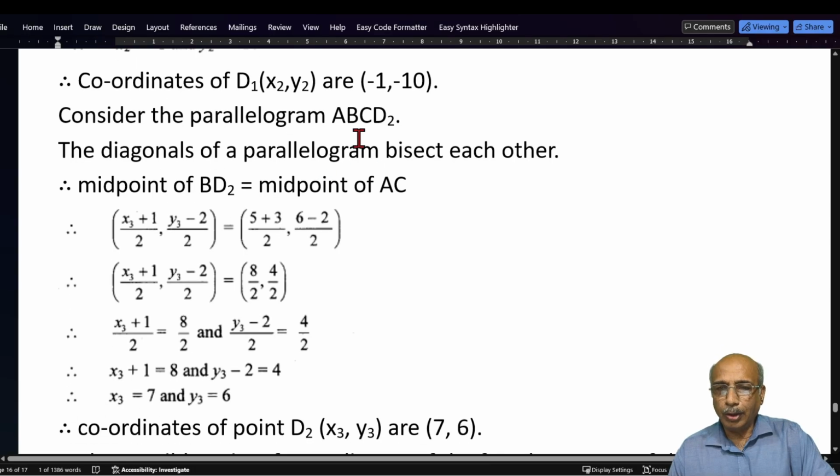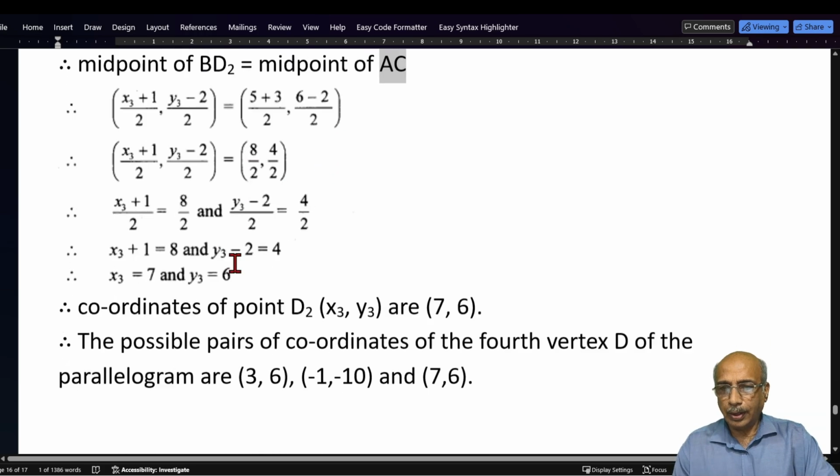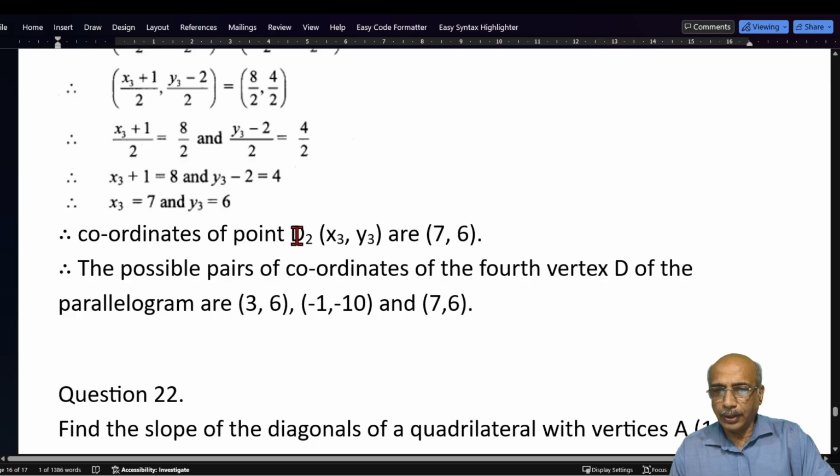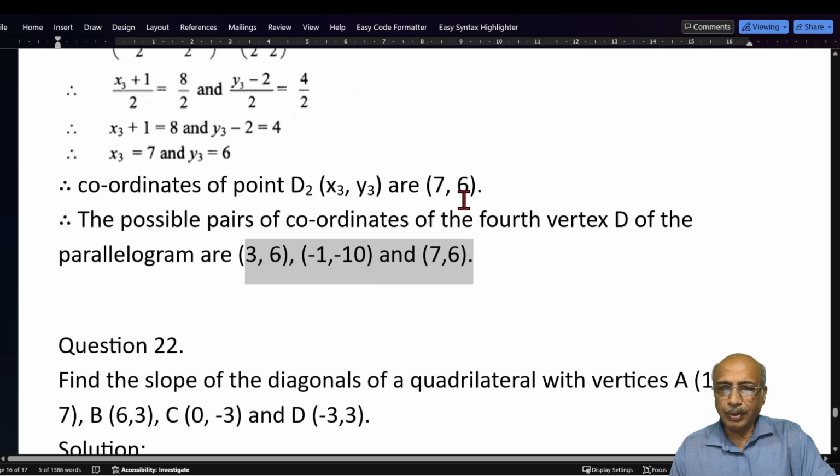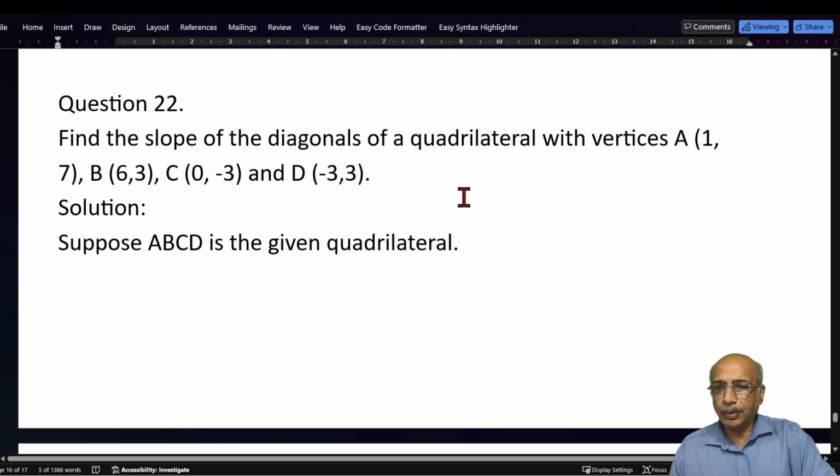Now consider the parallelogram ABD2C. The diagonals of the parallelogram bisect each other. So take the midpoint of BD2 and the midpoint of AC. We are also considering the diagonals only. So here, after considering that, you will get the D2 coordinates x3, y3 are 7 and 6. So the possible pairs of the coordinates of the fourth vertex D of the parallelogram are 3, 6; minus 1, minus 10; and 7 and 6. Next problem.